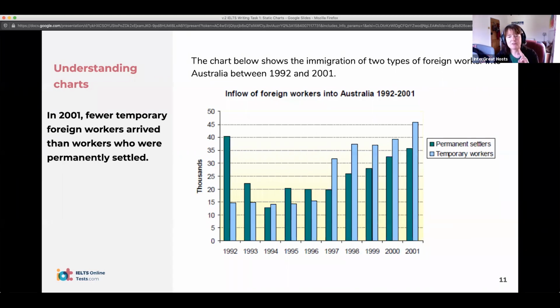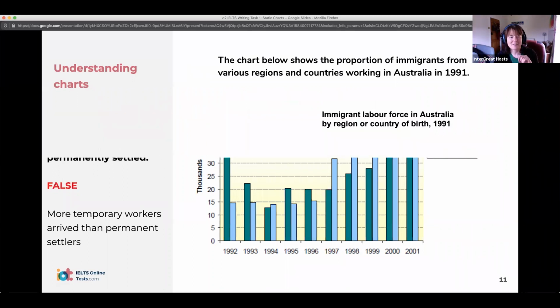Okay, and just a last one with a comparison. So we're looking at 2001 and comparing the two types of workers. We're going to just look at which number is higher. Yes, it's the other way round. So the blue is temporary workers. The blue figure is higher than the green figure. Okay, very good.